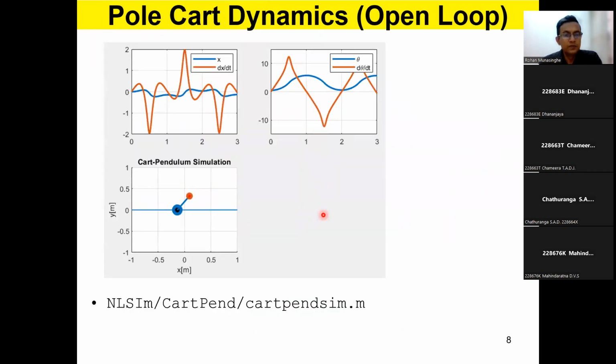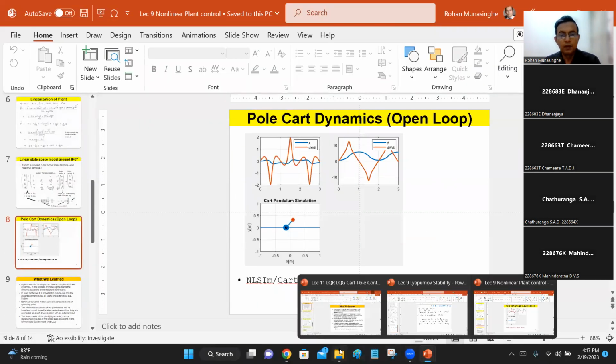All right. Now we have all the equations. Now we can simulate what happens when you run these equations. For that, we will go to MATLAB.